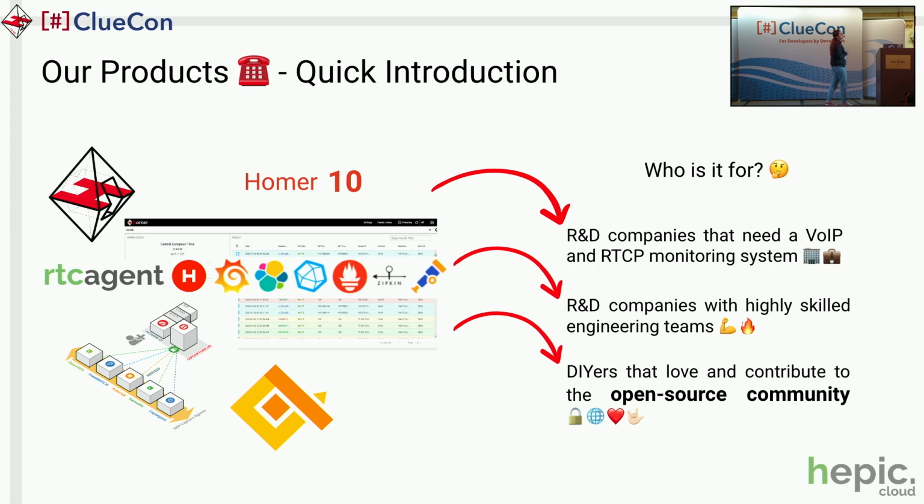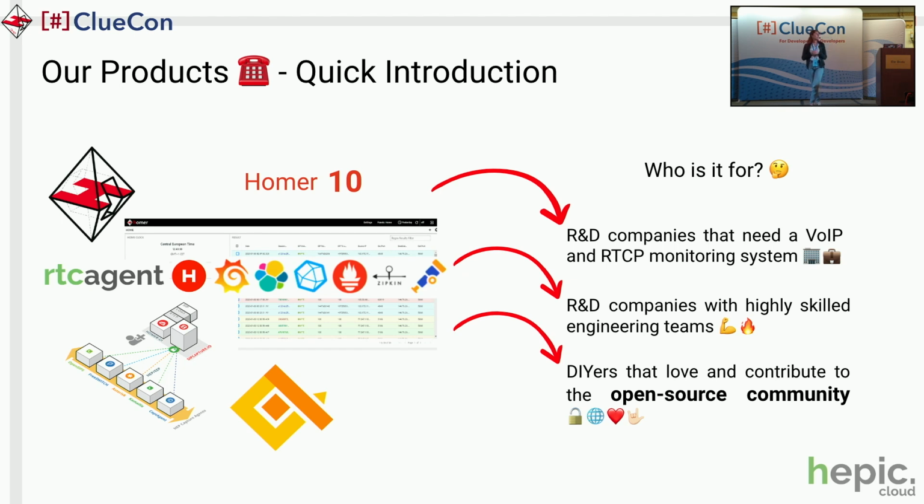So Homer would be suitable for companies that indeed need a VoIP and RTCP monitoring system, and typically these companies have a highly skilled engineering team. And these engineers, typically, besides being skilled, they have the time on the roadmap to customize Homer according to the company's needs and expectations. So they would be DIYers that really love and contribute to the open source community.